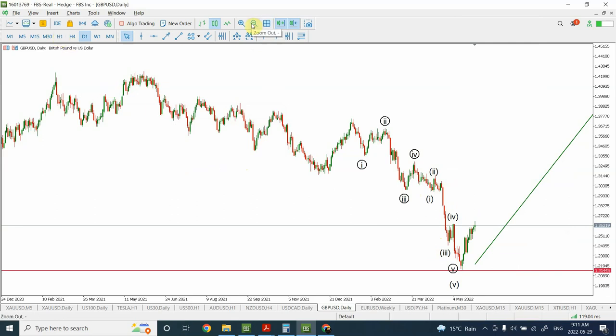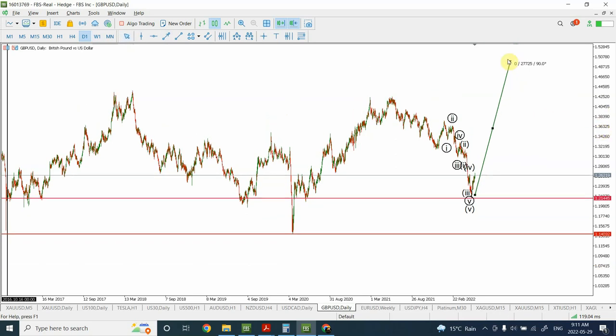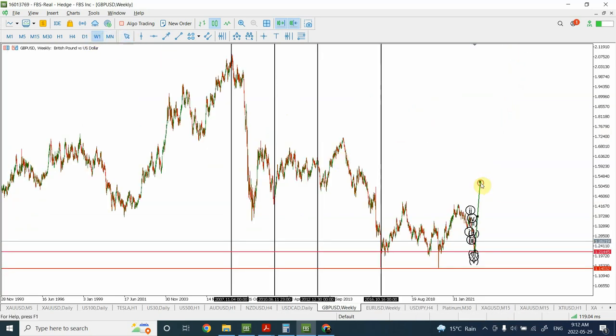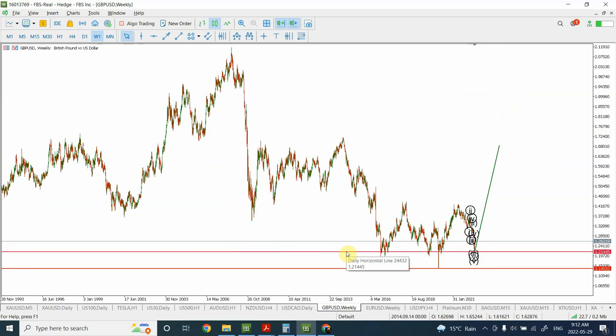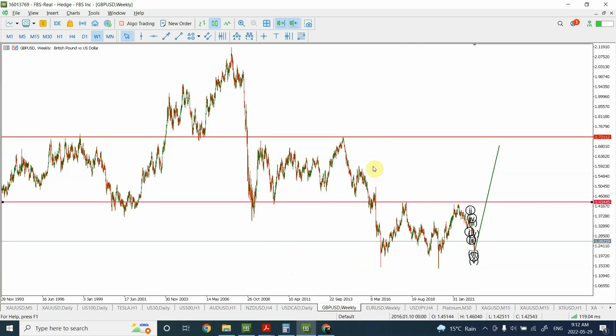And right now I'm expecting that we should continue right from the top right over here too. All right, I wanted to bring one point to you guys: if you pay attention to this particular structure right over here too, we have already kind of retested the lower end of the structure. So right now I'm expecting that we're going to go test the upper end of the structure. And once again, this is the long-term time frame analysis for the British pound.